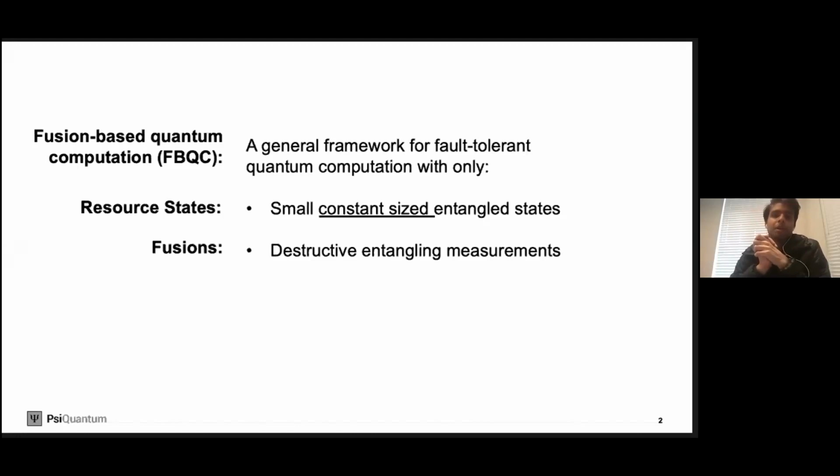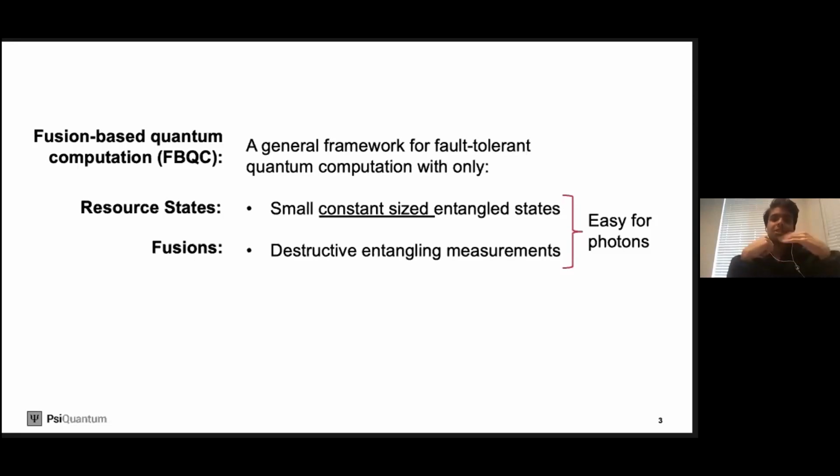We call this paradigm fusion-based quantum computation, or FBQC. And it's built out of only two primitives. It uses constant-sized entangled states, which we call resource states, and it uses destructive entangling measurements, which we call fusions. So these are the only two components that we use in our architecture. And both these primitives are actually available in linear optics, which is the physical platform being pursued by PsiQuantum. So in fusion-based quantum computation, we are getting fault tolerance that is tailored to operations that are natural for our physical system, which has a number of advantages in terms of the kind of physical noise that we see and in terms of ease of implementation.